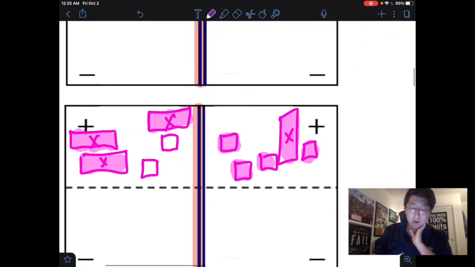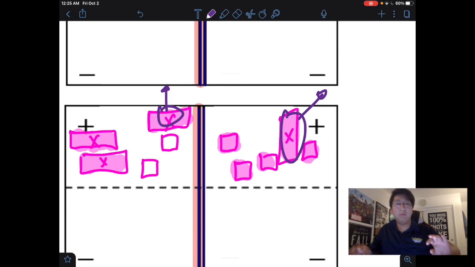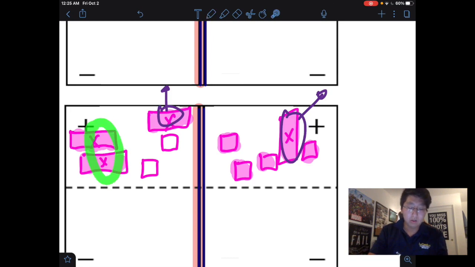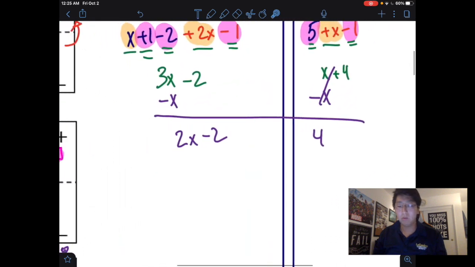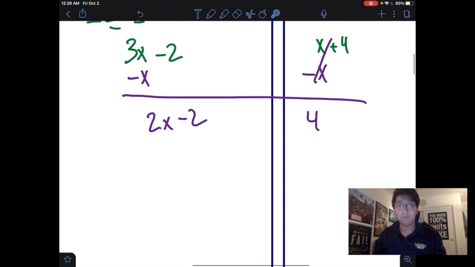And that's what I'm going to do here. I'm going to take away the x values from both sides. So I should get 2x minus 2 equals 4. So that's what I ended up with. And now this is what's new. Alright, this is what's new.